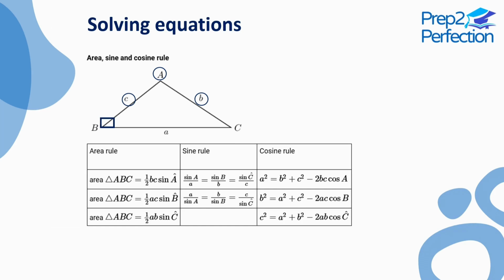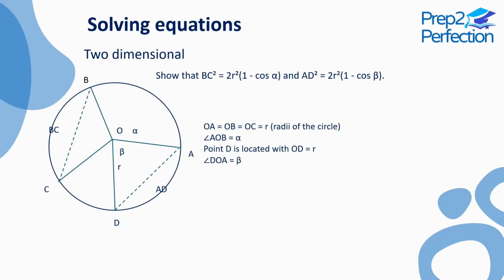If you are given two sides and the included angle, but no right angle, then it's the cosine rule. In the figure below, where point O is the center of the circle and the radius is R, BO, OA, OD and OC are all equal to the radius. Angle AOB is equal to alpha and angle DOA is equal to beta.